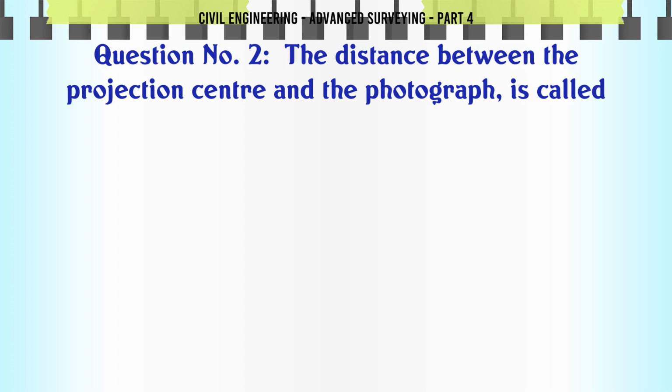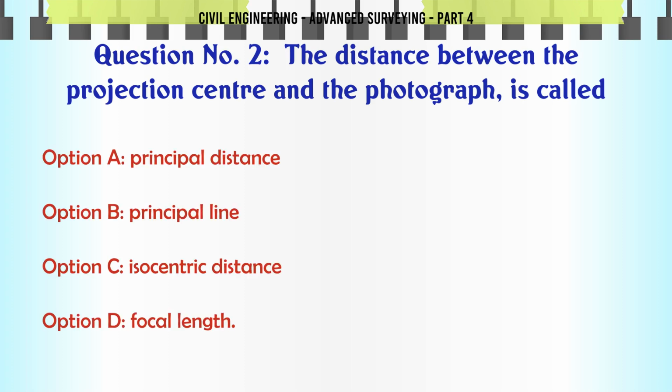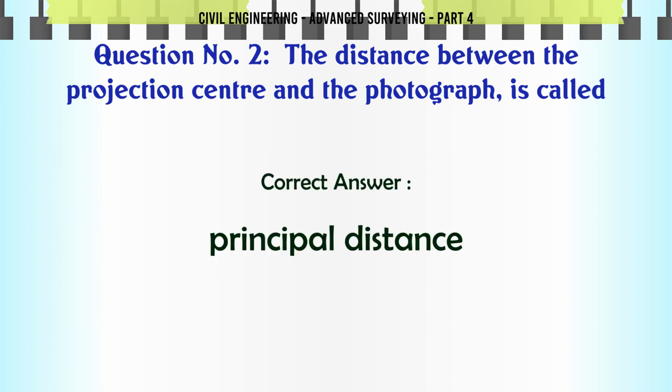The distance between the projection center and the photograph is called A. Principal distance, B. Principal line, C. Isocentric distance, D. Focal length. The correct answer is principal distance.